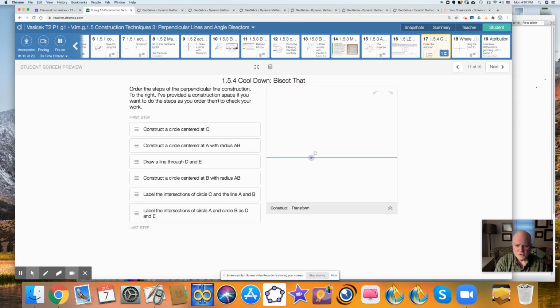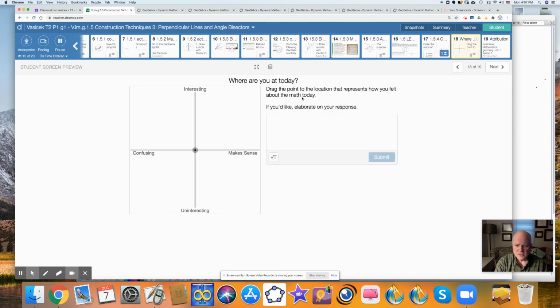For the cool down, you're supposed to order these steps. You can check your answers with this applet here, this little piece of geometry, and then you can tell me where you are today. And that's all I've got.